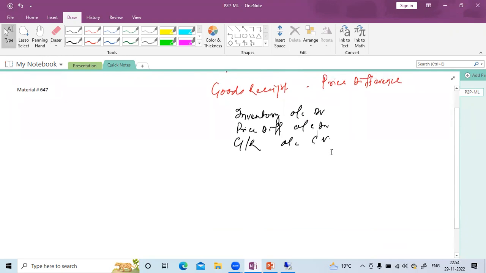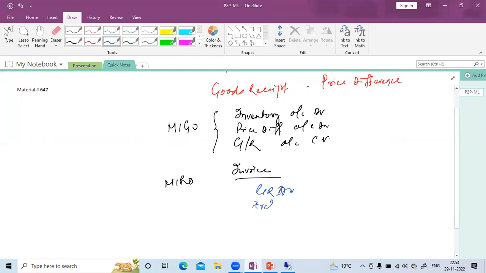Plus we are going to process the invoice in logistics, which is nothing but MIRO. With reference to the invoice, the accounting entry will be that the GRIR account is going to be debited, because initially the GRIR account was credited.